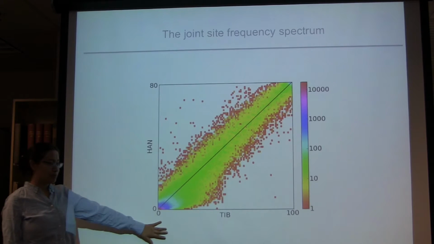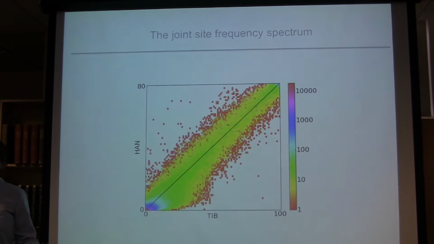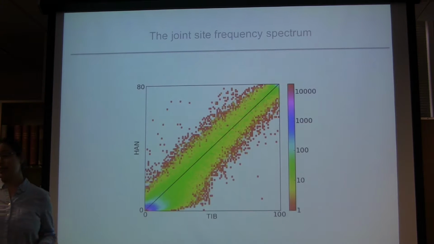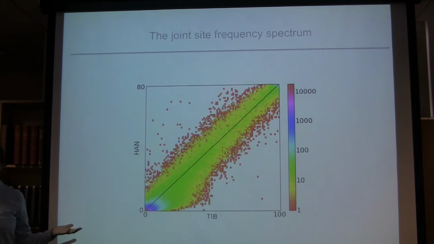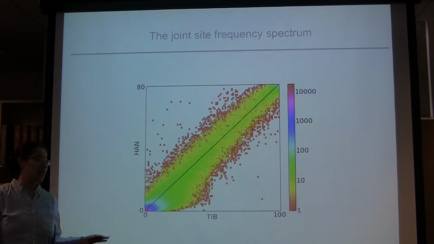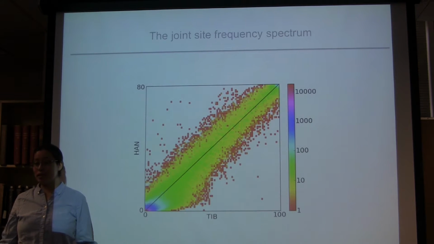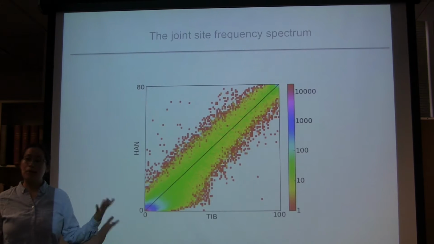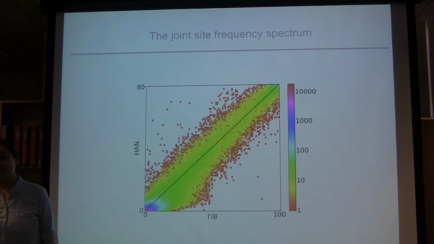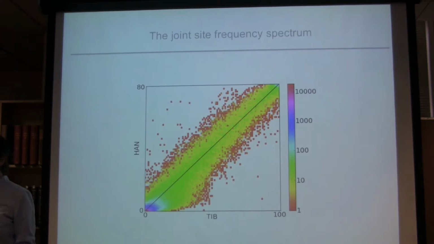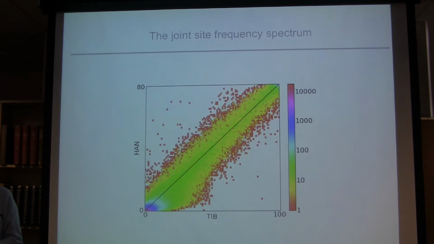Here, on the x-axis, we have the Tibetan frequencies, and on the y-axis, we have the Han allele frequencies. The different colors are just the different heights of the bins, and this is really just a histogram of the frequencies of the mutations. What you can see here is that most of the mass is on the diagonal, so the Han and the Tibetan populations have pretty correlated allele frequencies. There are some mutations that are at high frequency in Tibet and low frequency in the Han. But we wanted to have a measurement for every single gene in the genome.